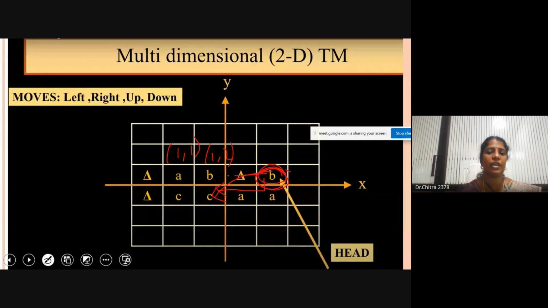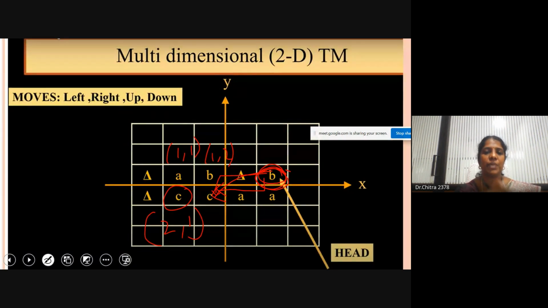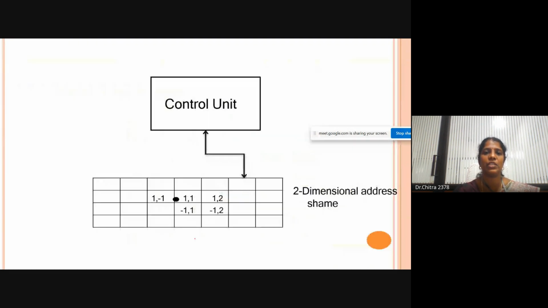Or use left, left, right. If you give the position, suppose this position is 2,1, automatically the head tracks the second row, first column, and the head is placed here. So in this multi-dimensional Turing machine, only one head is there, but the head can be moved to the upper position, lower position, right-hand position, or the left-hand position. That is the concept behind the multi-dimensional Turing machine.